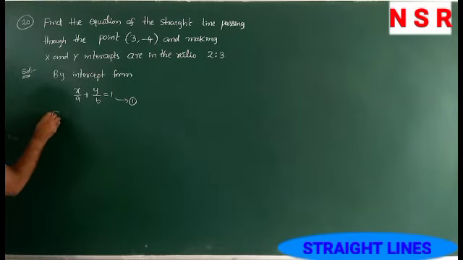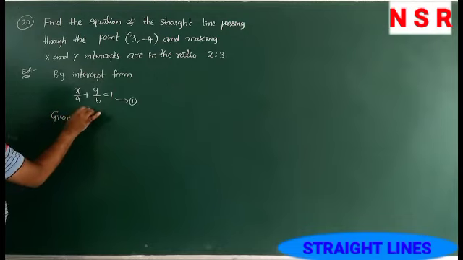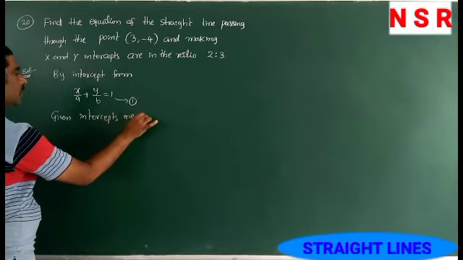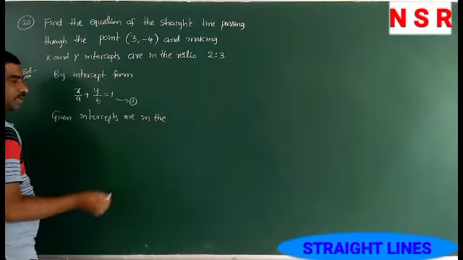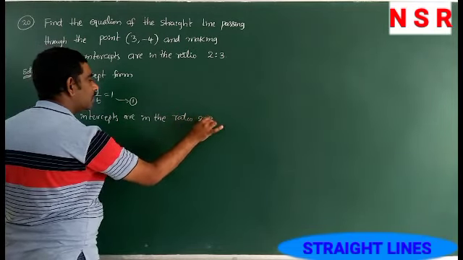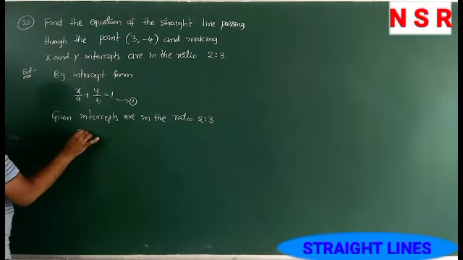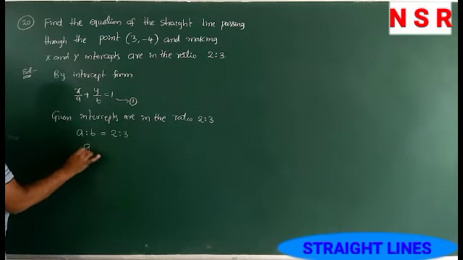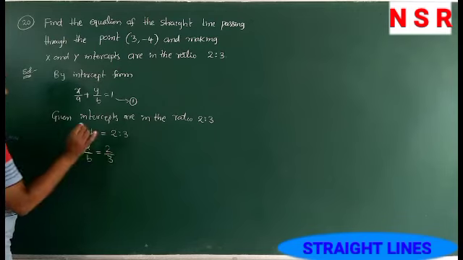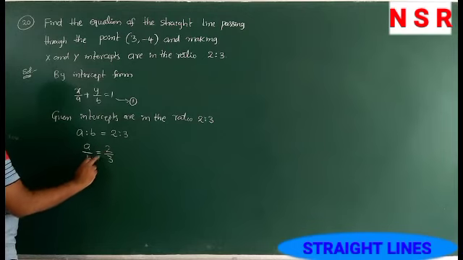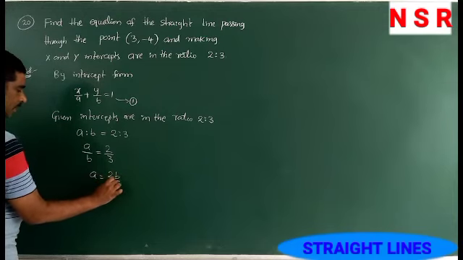So here the given intercepts are in the ratio 2:3, which means a is to b is equal to 2:3. So a is to b means a by b equal to 2/3. Now by using this, find the a value. Cross multiply: 3a equals 2b. Now a equal to 2b/3.